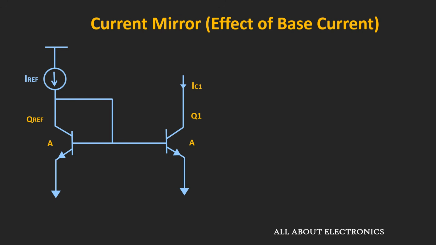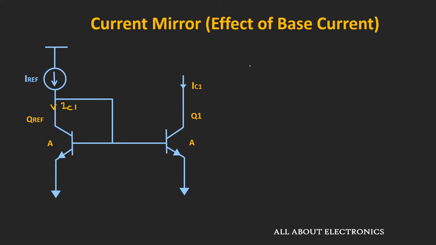Now, so far in our discussion, we have assumed that the base current IB is negligible. So now let us see the effect of this base current on the replicated current IC1. Here, both transistors are of the same area. That means the collector current of both transistors will be the same, so this current will also be equal to IC1.